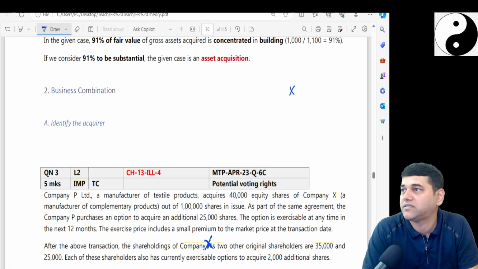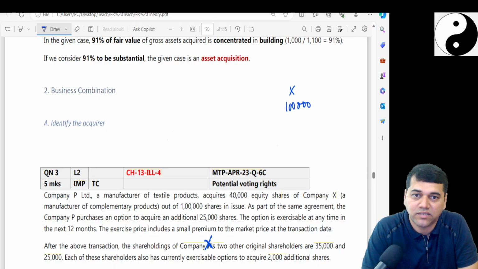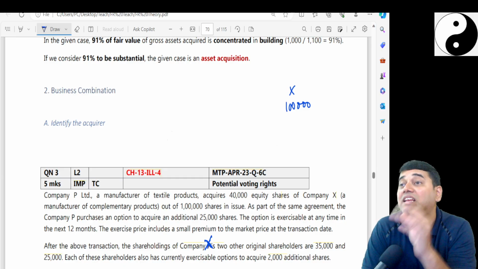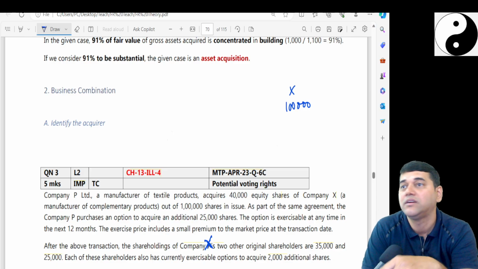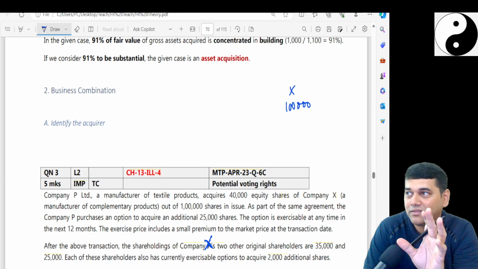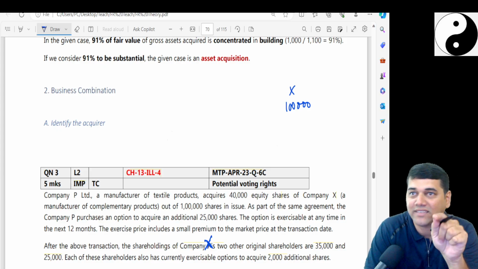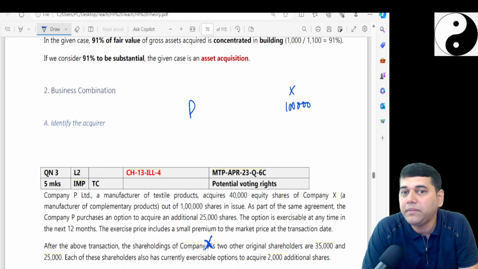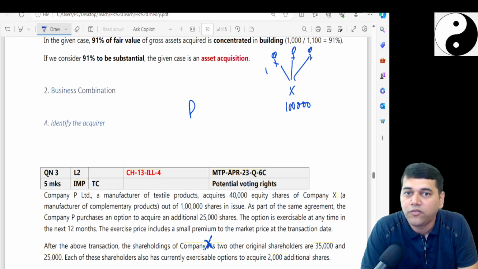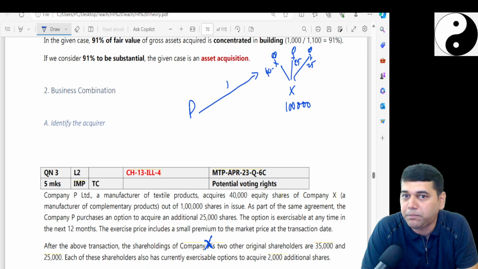You have got X. X has got 1 lakh shares. How much P has got? It is irrelevant at this point of time. Who are P's shareholders? None of the questions need that. Now, what you need is who is holding X. That's important. Now, P Limited. Probably X is held by 3 shareholders: 40, 35, 25. One of the shareholders agrees to get cash from P and sell his shares to P.